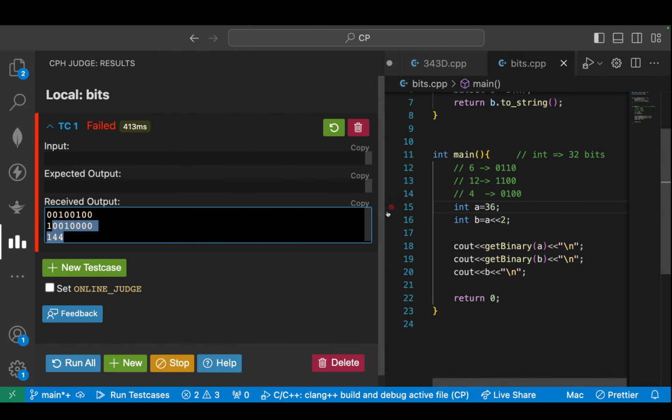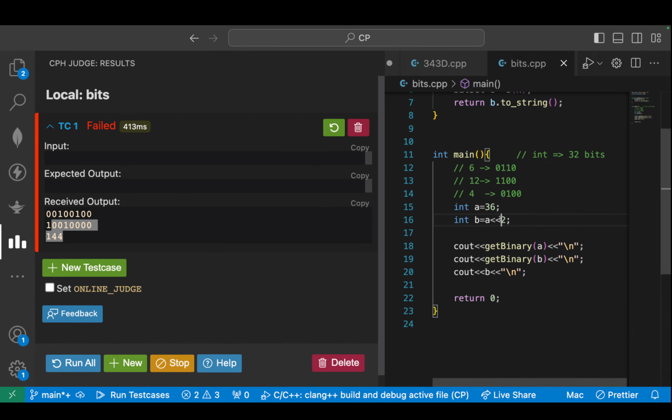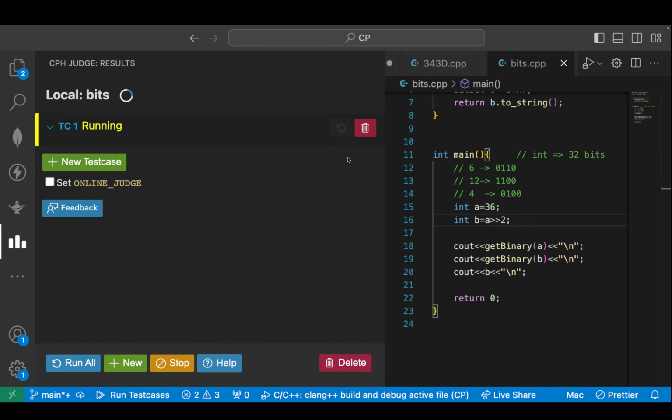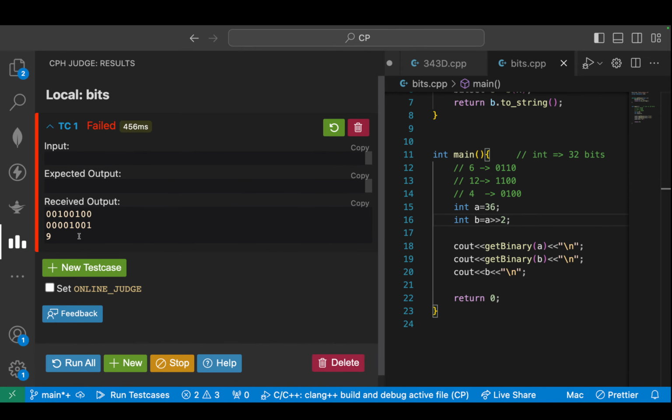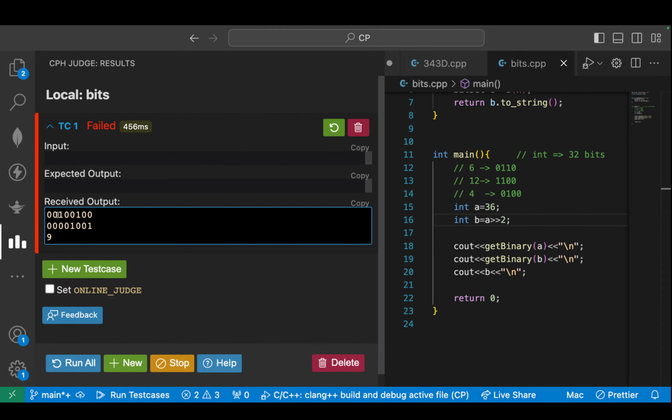Let's also try the right shift for this. Maybe like let's right shift it by 2 units. That would essentially become dividing it by 2 to the power 2, that is 4. So 36 divided by 4 is 9. Yeah, and we get a 9 over here. Over here, each digit has moved to the right by 2 units. And the final answer is also 9.